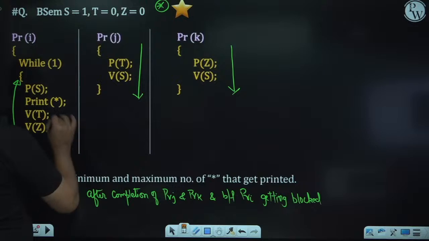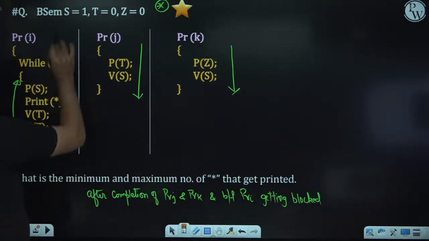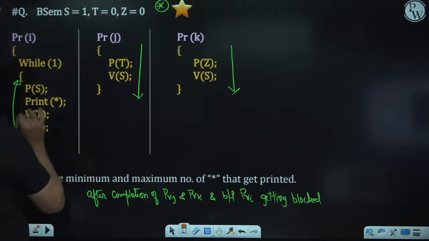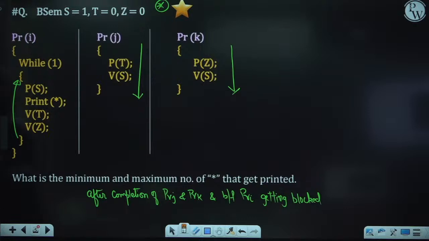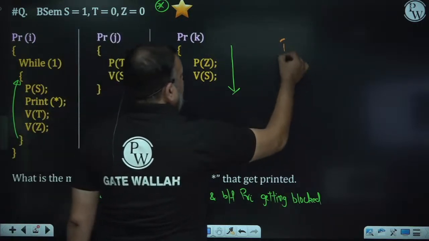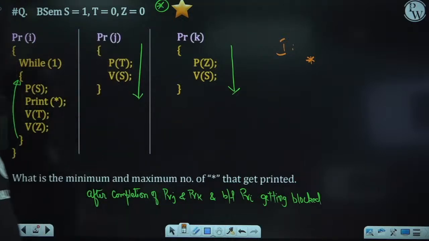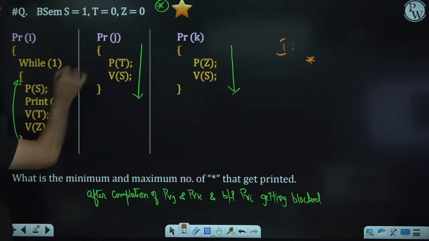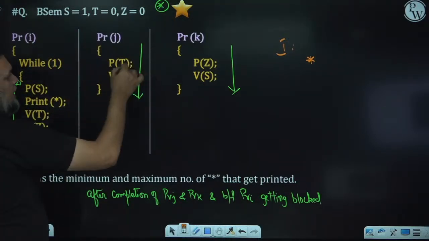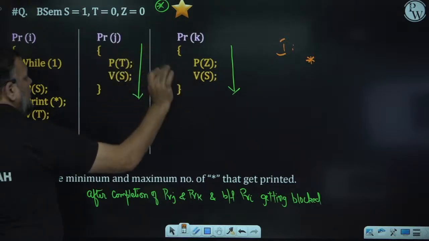Now, if I start with process I, down on S is a success. Then we print star. So the first time I'm executing, it has printed star once. After that it says up on T, up on Z. So that is going to wake up J and K. Now process J gets woken up, and process K also gets woken up.